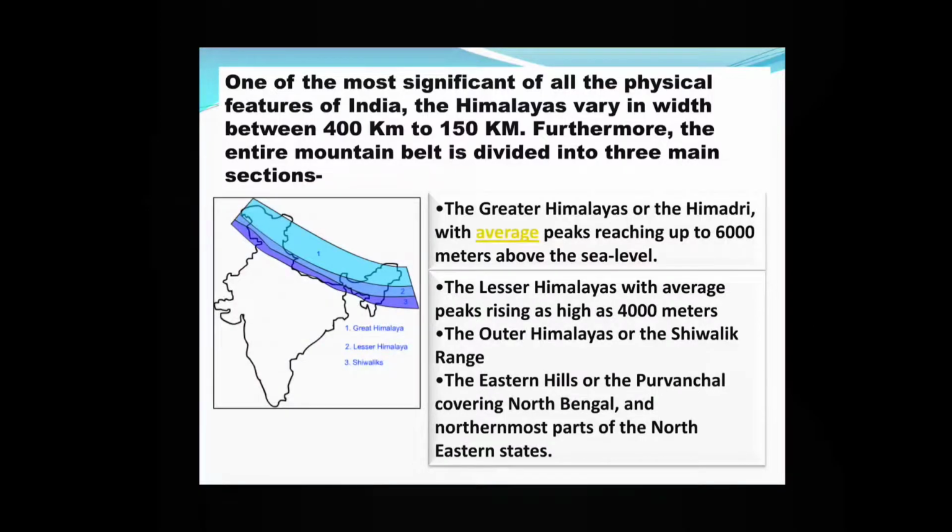The Greater Himalayas or the Himadri with average peaks reaching up to 6,000 meters above the sea level. The Lesser Himalayas with average peak rising as high as 4,000 meters. The Outer Himalayas or the Shivalik range. The eastern hills of the Purvanchal cover North Bengal and the northernmost part of the northeastern states. So we have 3 divisions, that is Greater Himalaya, Lesser Himalaya and the Shivalik.